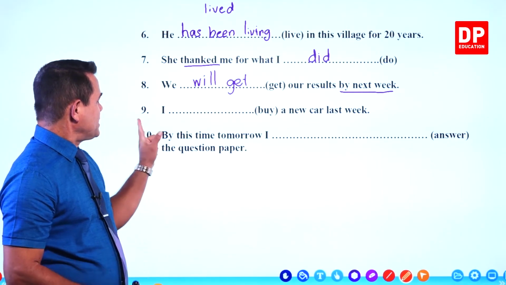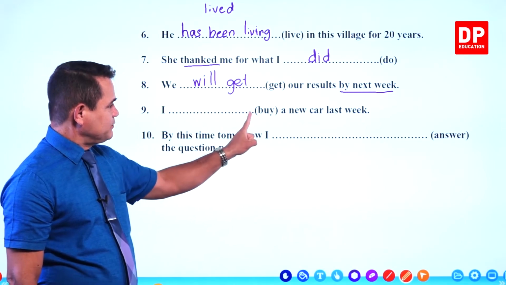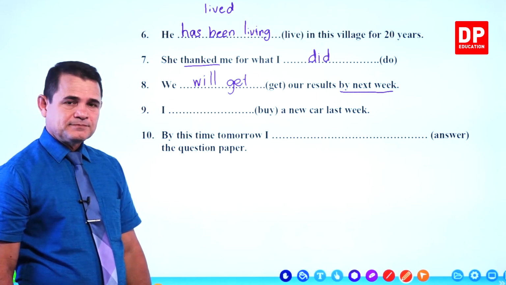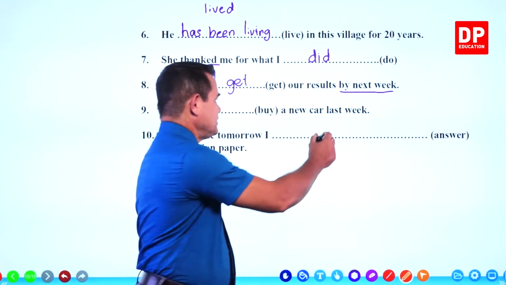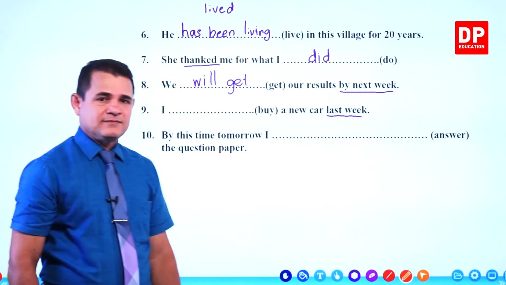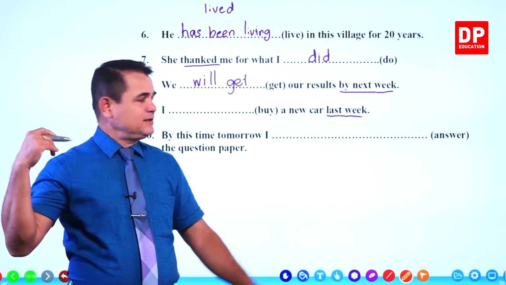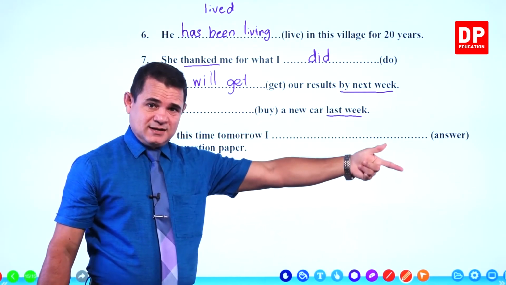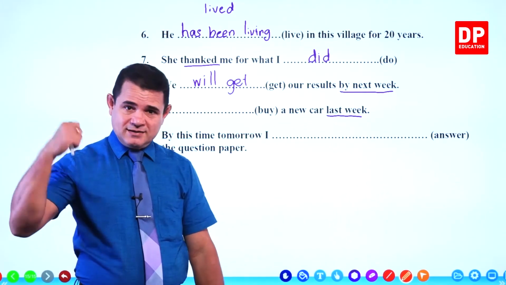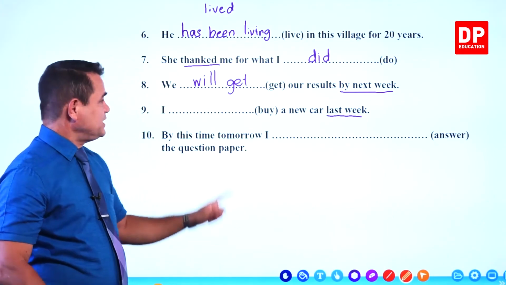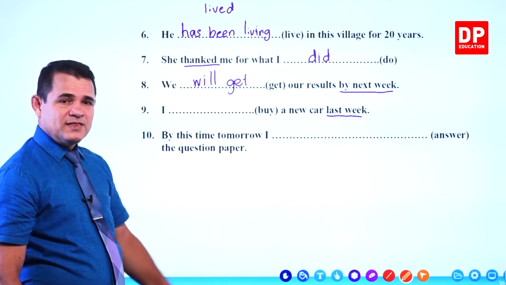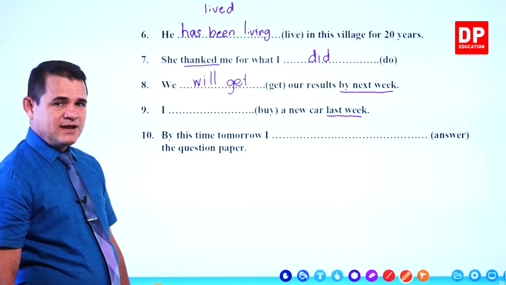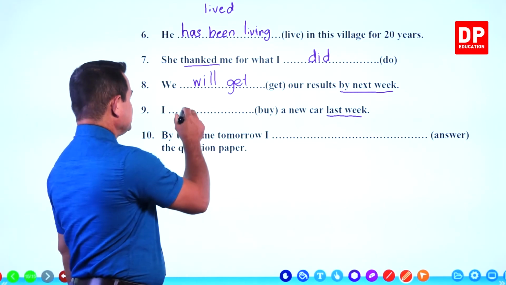Next one, number 9. I blank, within brackets buy, a new car last week. So here last week tells us the time. We can identify that it is past from this. Next week would mean future. So last week means past tense. So then, I, then past tense. What is the past tense of buy? Bought.